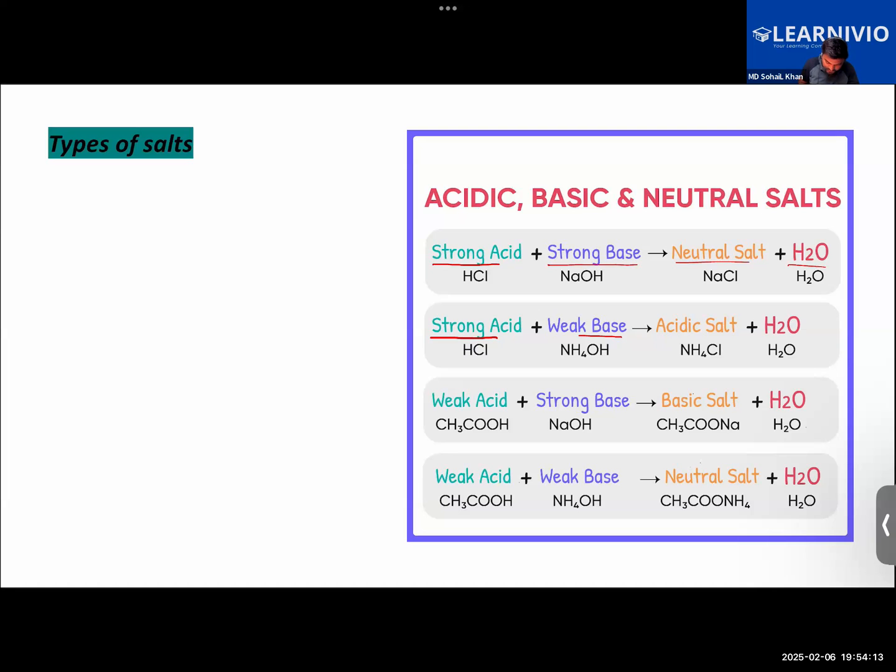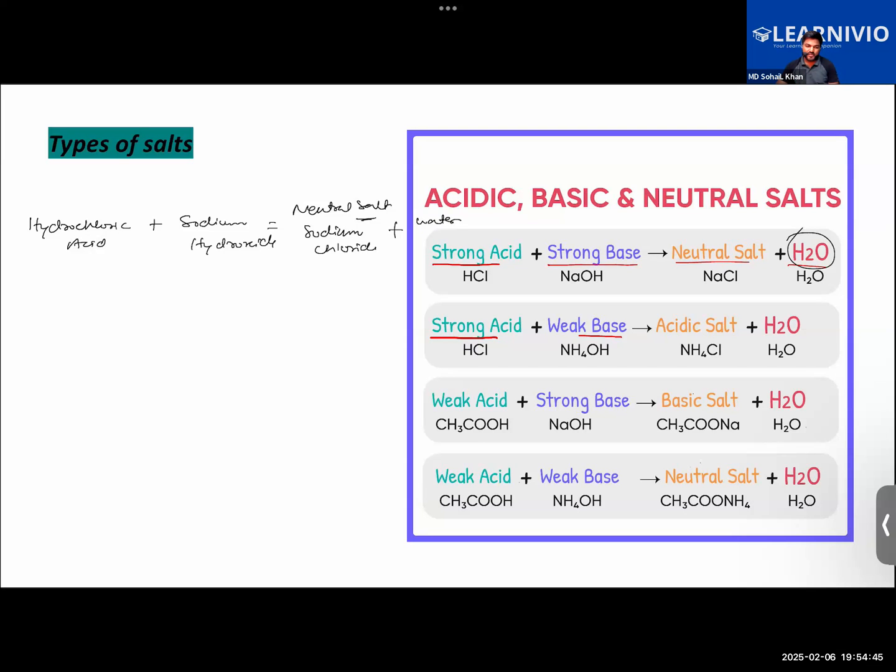So when hydrochloric acid reacts with sodium hydroxide, as a result of this, we get a neutral salt. What is this neutral salt here? It is sodium chloride. Apart from sodium chloride, what else do we get? We get water.